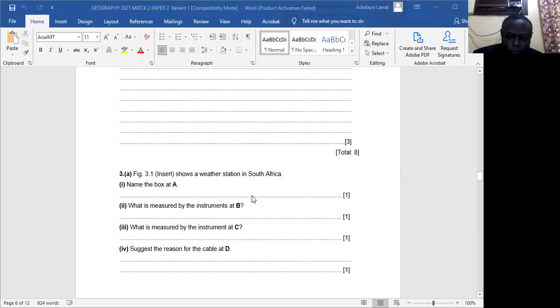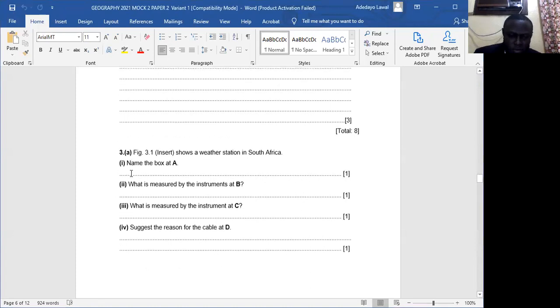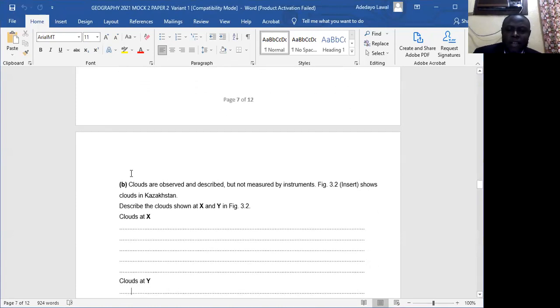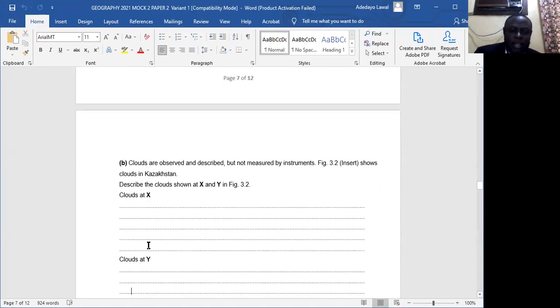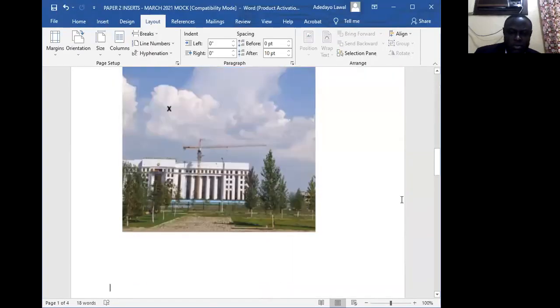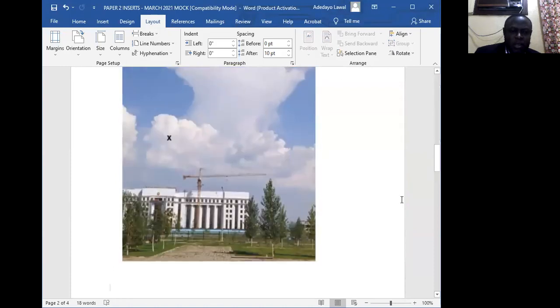Okay, so let me go back to the remaining questions. I believe I'm done with that question. Clouds are observed and described but not measured by instruments. Figure 3.3 shows clouds in Kazakhstan. So we are to describe cloud X and cloud Y. So let's look at the cloud. So this is cloud X and Y.